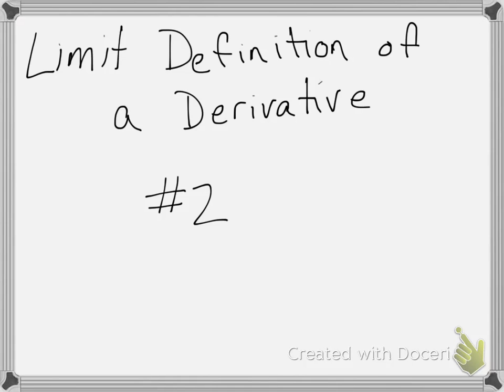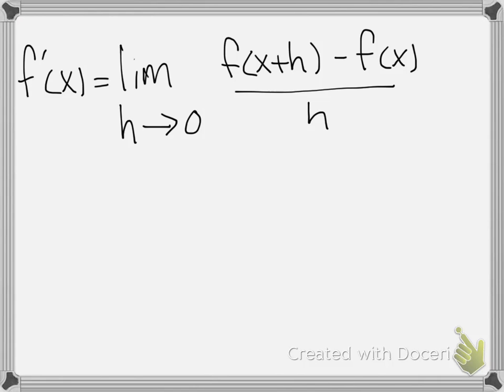Okay, so this is going to be another example of taking a derivative by using the limit definition of a derivative. And if you remember, the limit definition of a derivative is f prime of x, which is just the derivative of f of x, is equal to the limit as h goes to 0 of f of x plus h minus f of x over h.